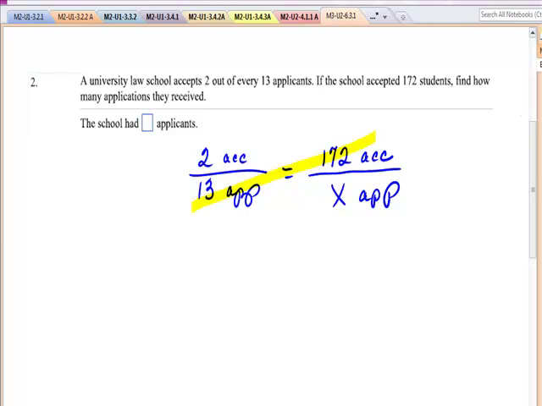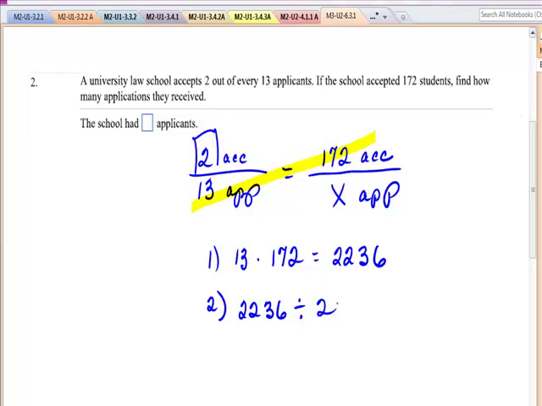All right, I need to do my cross product. So I have 13 times 172. And I get 2236. I will take 2236 and divide it by what? 2. And I get 1118. That means that there would have been 1,118 applications for them to get 172 students. It's competitive to get into law school.